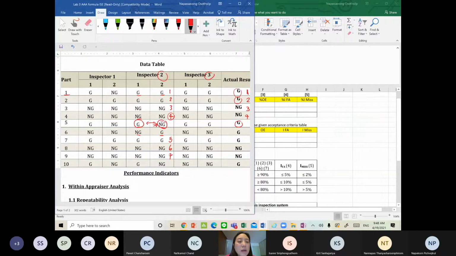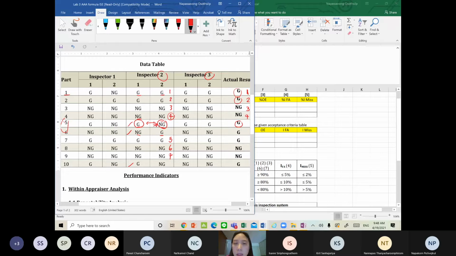So that means for part number 5, 6, and 10, the results are not consistent, so you cannot count it as the correct part at all. It's not applicable, so you don't have to take a look at part number 5 and 6. You can go to part number 7. Consistent, right? G, and it's correct. So this is part number 5 that is correct. G, NG, and NG, and it's correct. Same here, and it's correct. And this part is not consistent, so you do not count for accuracy.